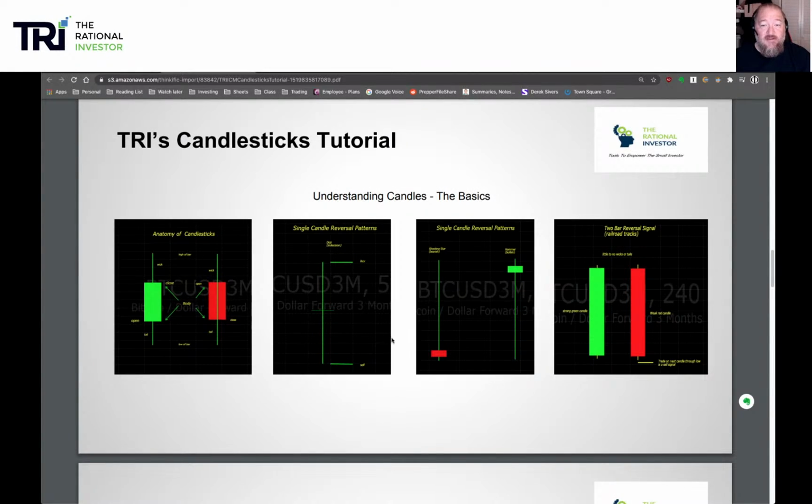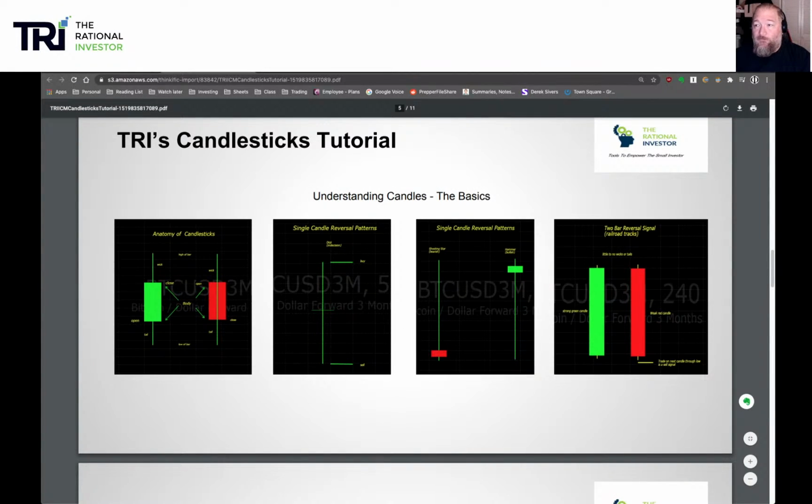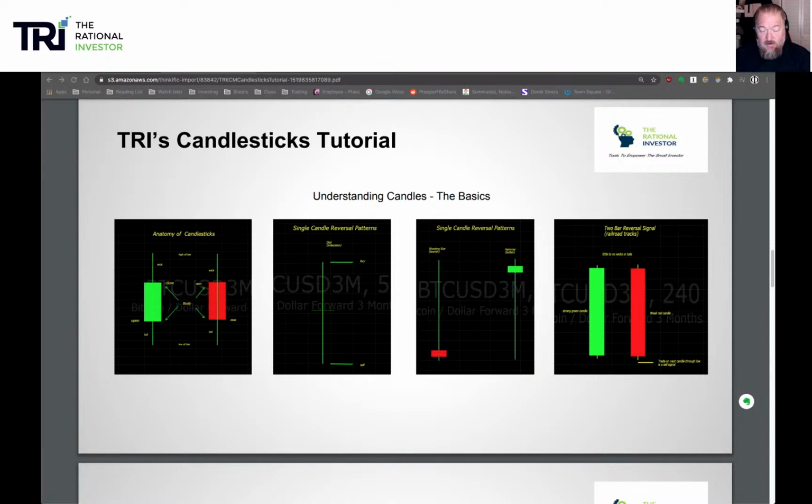All right, so let's talk about the particular patterns. Make sure you get chat open over here as well.